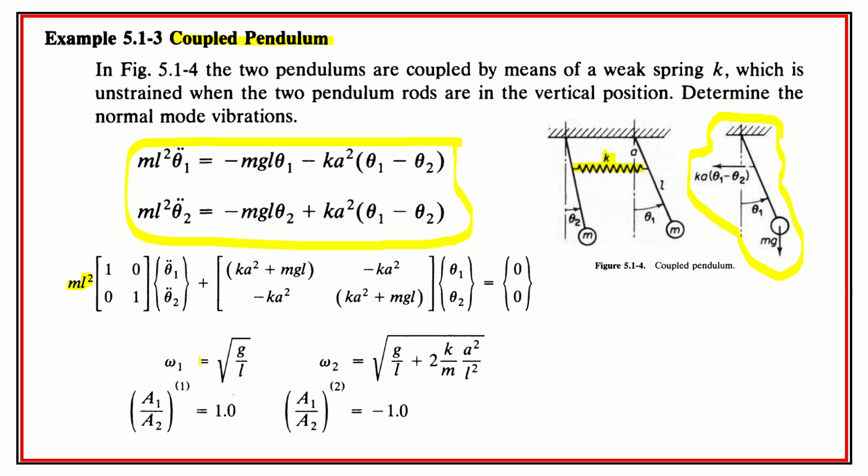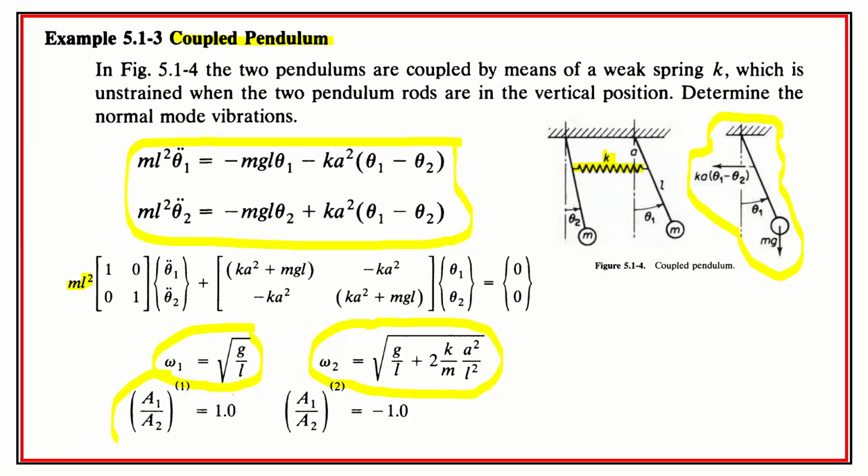And then they solved for the natural frequencies, and it turns out the first natural frequency is just that of either of the penduli. But the second one is going to be a larger frequency, obviously, because you're adding something to the original one right there. So it's going to be sort of a slower type of response.